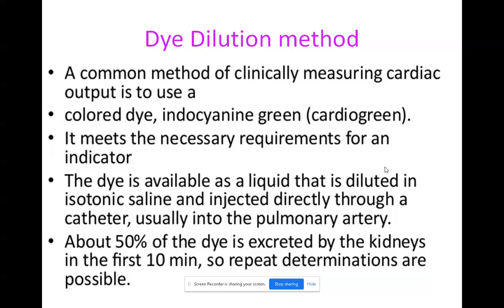About 50 percent of the dye is excreted by the kidneys in the first 10 minutes, so repeat determinations are possible. That means 50 percent of the dye will be excreted by the kidney in the first few minutes. After that it may be repeated or may not.